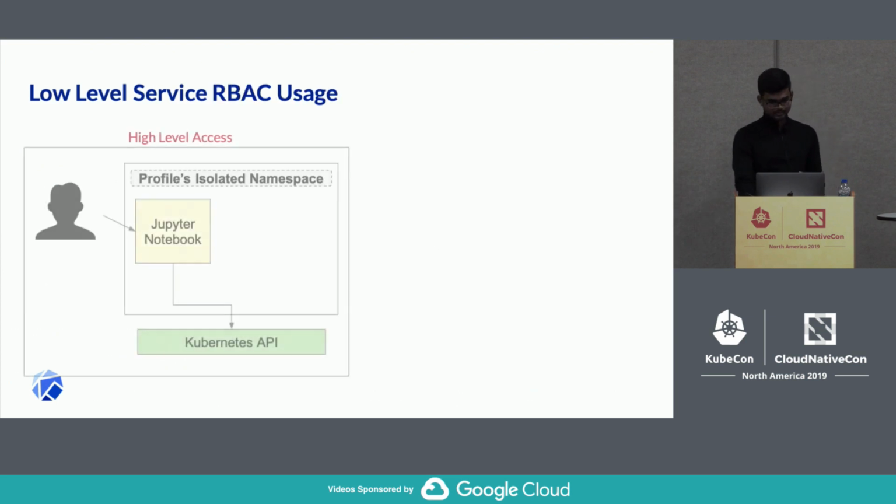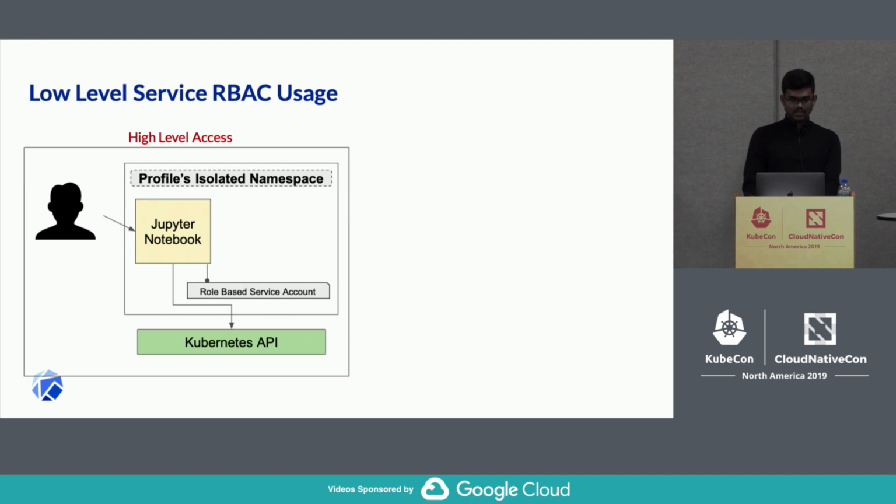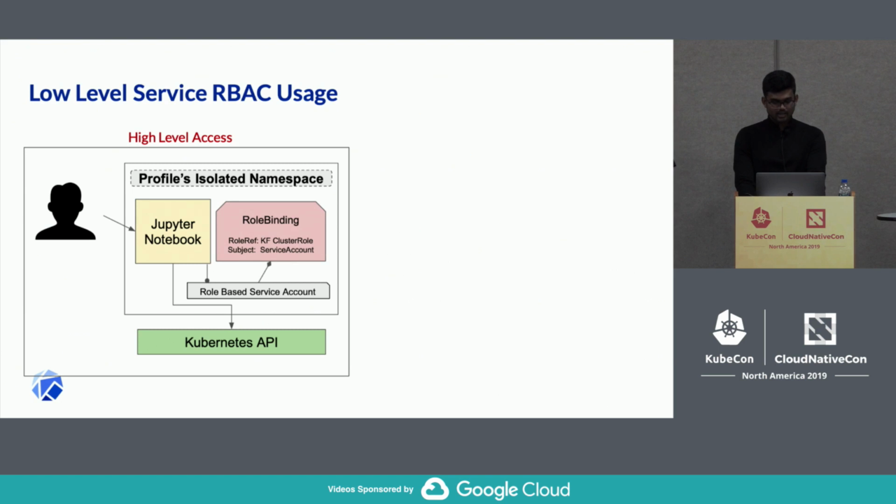How do we use this? In the high-level access, the user uses a Jupyter notebook, which then ultimately uses the Kubernetes API to carry on its workload. What we do is have service accounts for each and every role. And these Jupyter notebooks are associated with those role-based service accounts in each and every namespace. And we create a role binding which says that, OK, this service account has access to only that Kubeflow cluster role. This is what we do. And it is as simple as that. And the Jupyter notebook is restricted to that role.